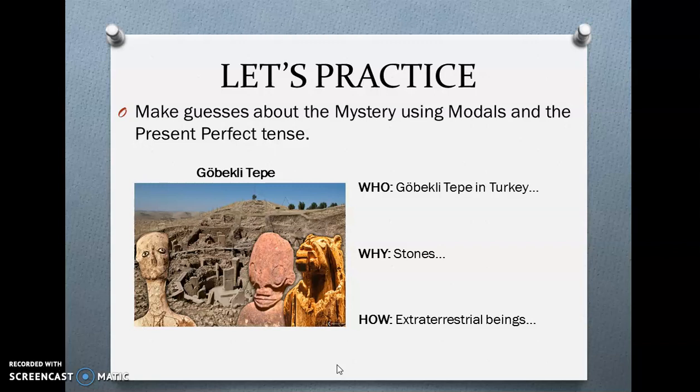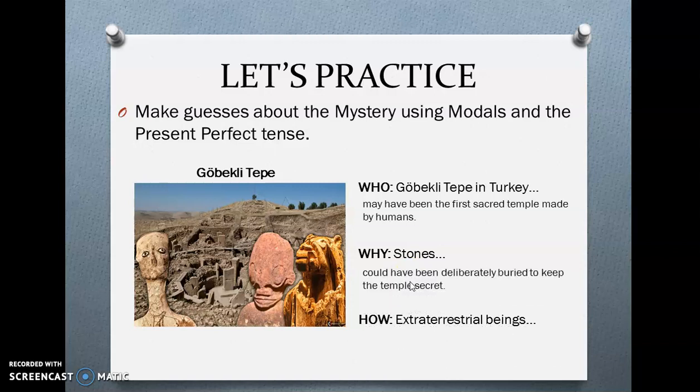So I'm going to share my information because I did the previous research for giving you as an example. So let's do it. Okay, look, who? So Göbekli Tepe in Turkey may have been the first sacred temple made by humans. So we are talking about people right here, and we are using, look, modal verb, auxiliary have in the base form, and past participle of the main verb. Why? Remember, it's for giving reasons.